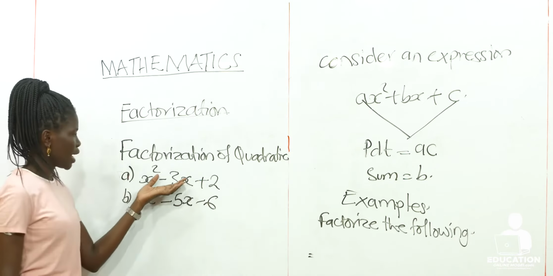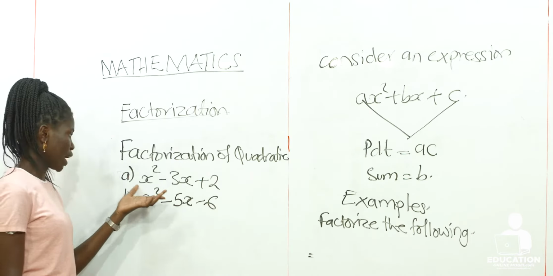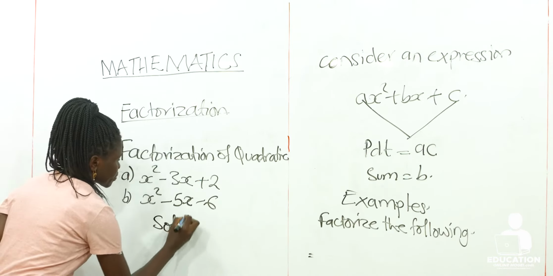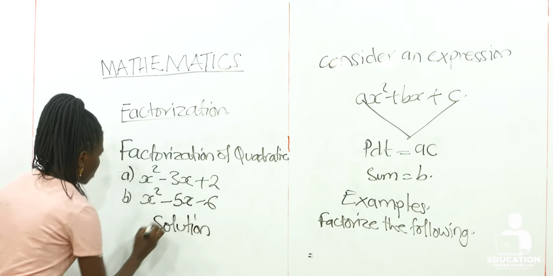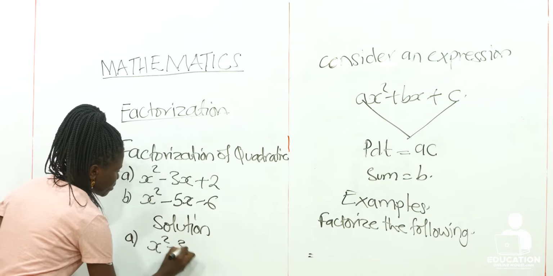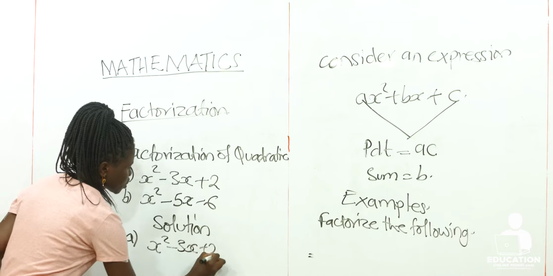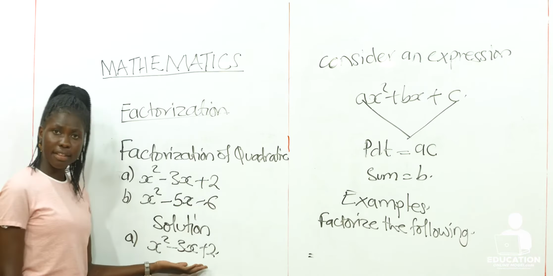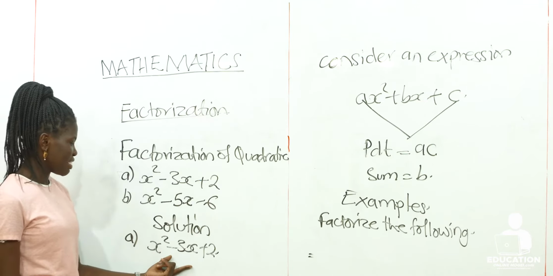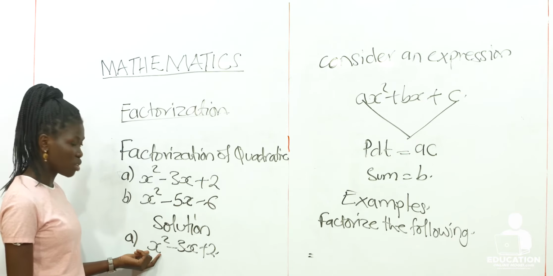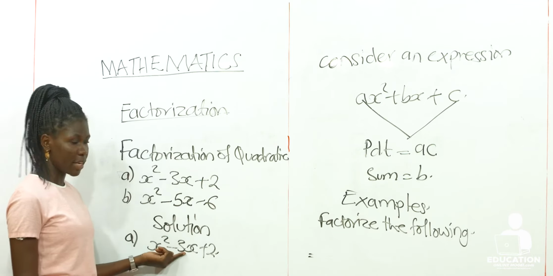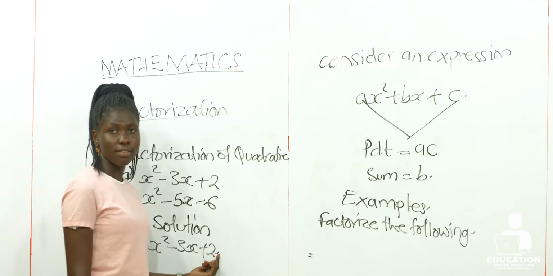We have these two examples we are going to work out, so we're going to start with example 1. We have x squared minus 3x plus 2. When given an expression like this, we need to identify which is the product and which is the sum. Here the coefficient of x, the value of a, is 1, the value of b is negative 3, and the value of c is 2.